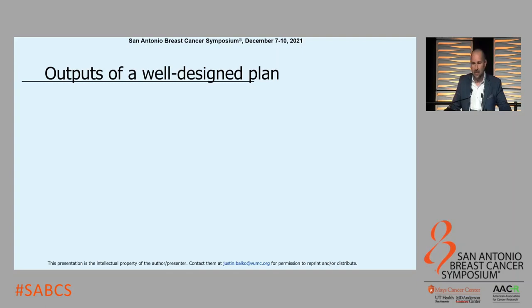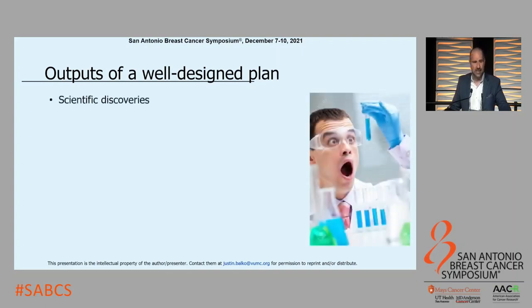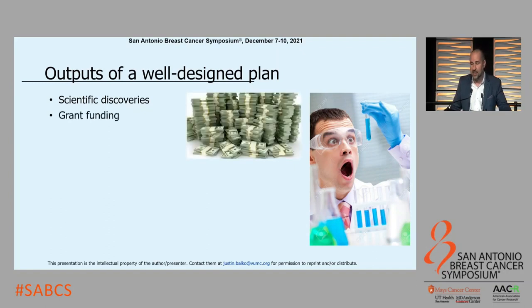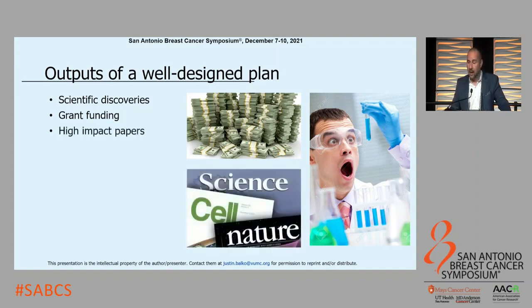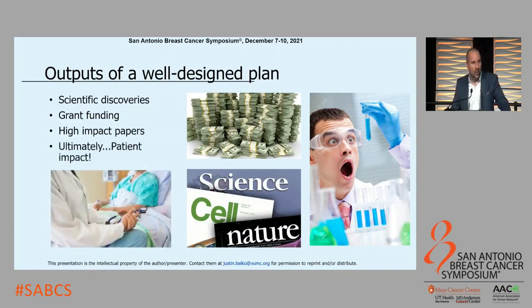So what are the outputs of a well-designed plan? Of course there's scientific discoveries, right? This is what we all want to make. We all want to inform the next clinical trial or what we should be doing in the lab in order to make treatments better. These, of course, are integrated also with grant funding, which is something we all need to stay alive and to continue doing the research that ultimately results in high-impact papers. And then finally, the whole reason that this whole cascade exists and why we're doing this is to ultimately impact patients and to impact the way that we treat patients.